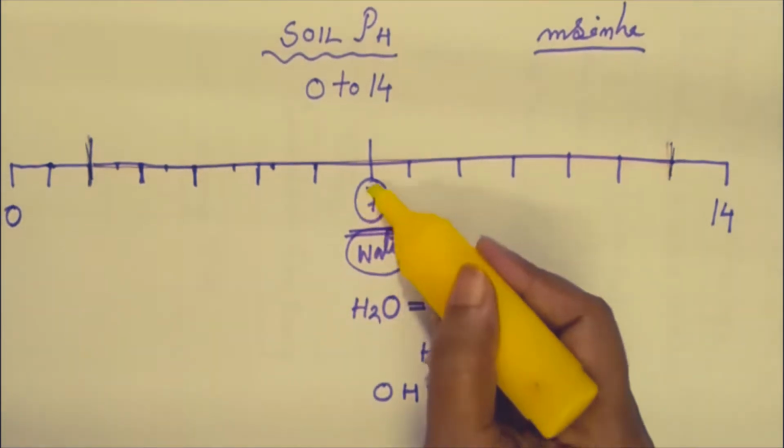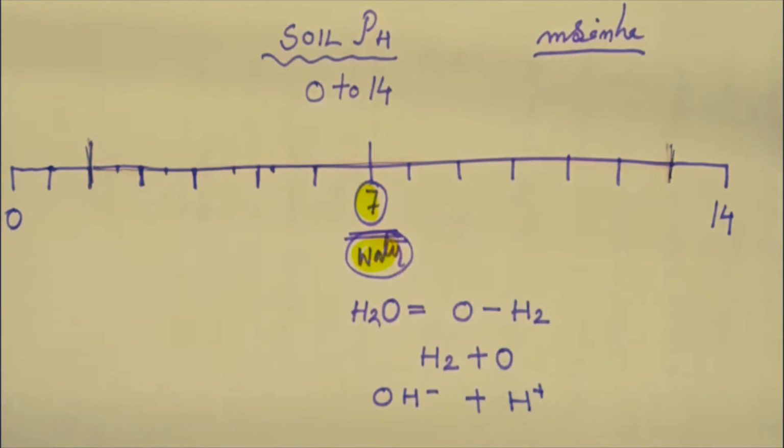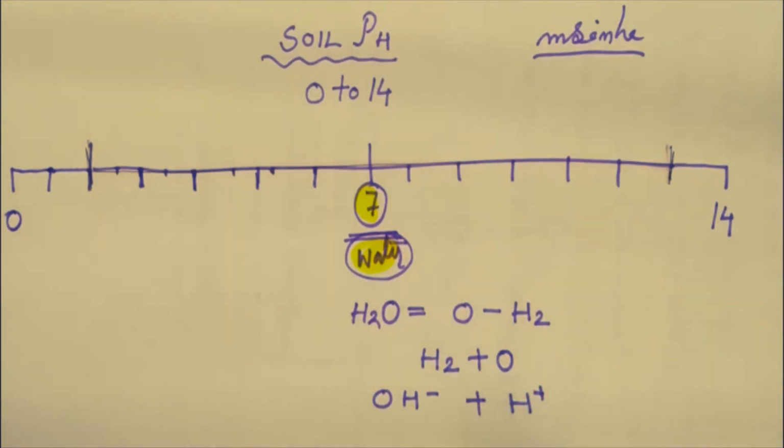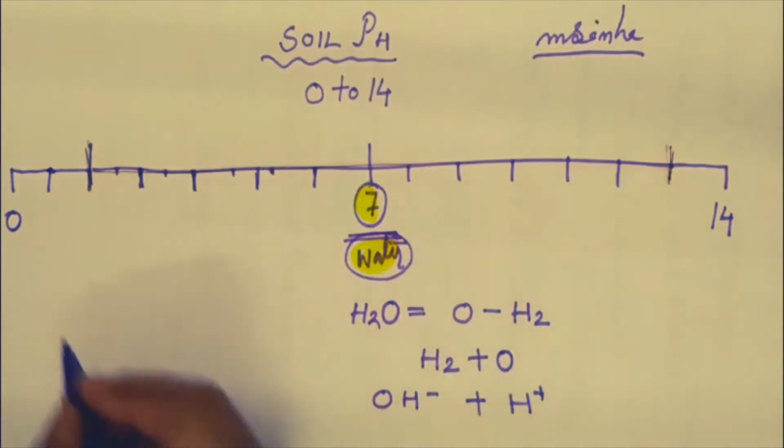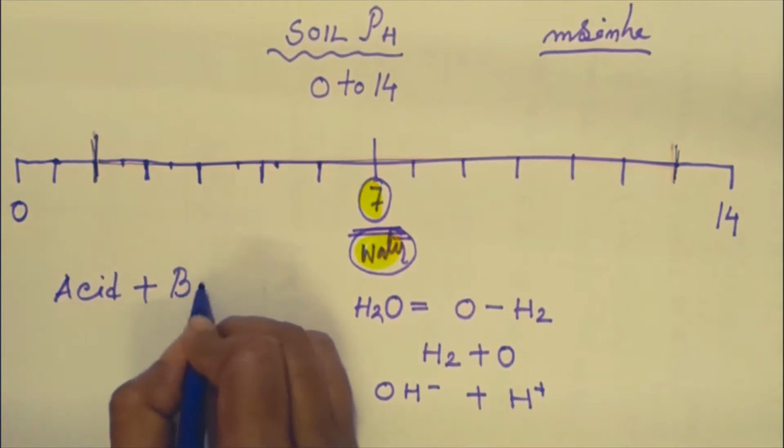Why is 7 neutral? A neutral solution mainly depends on equal acidic and equal basic character.